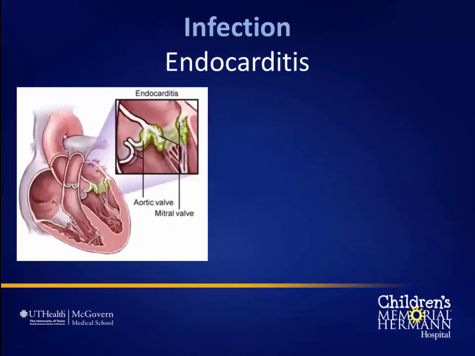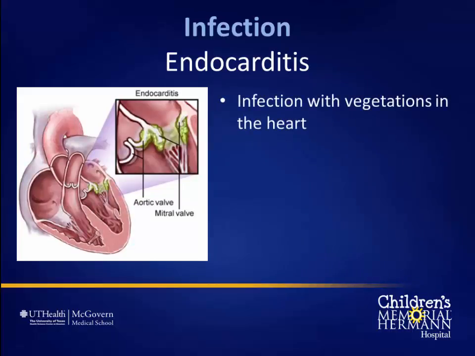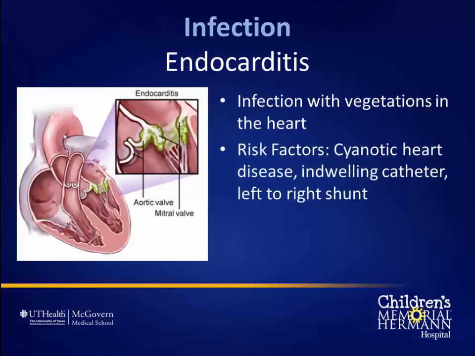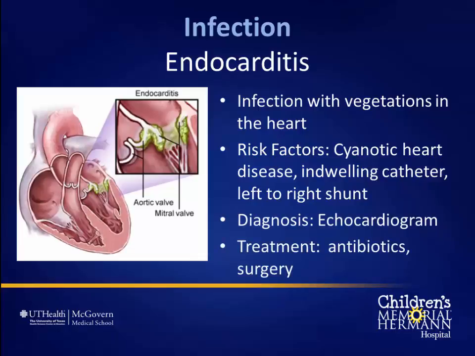Last but not least is endocarditis. And this is the infection with vegetations, or little pieces of bacteria, on the heart, either on the valves or in the heart itself. Risk factors include cyanotic heart disease, an indwelling catheter like a central line, or a left to right shunt like a PDA, patent ductus arteriosus, or ventricular septal defect, or any type of hole in the heart. Diagnosis is from an echocardiogram and blood tests, and treatments are antibiotics and, if needed, surgery.